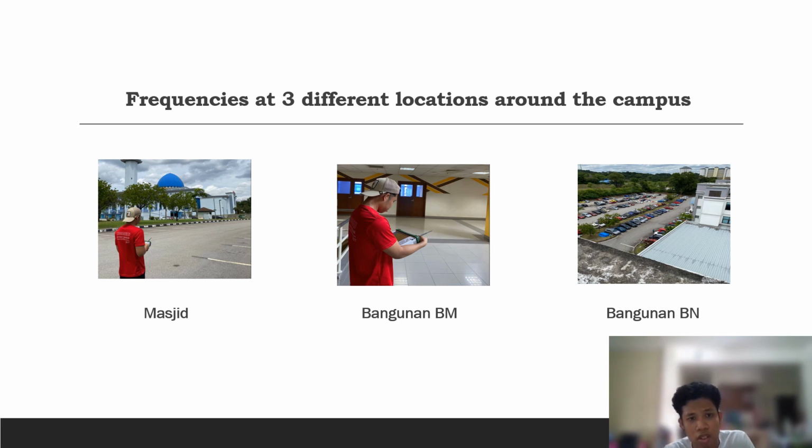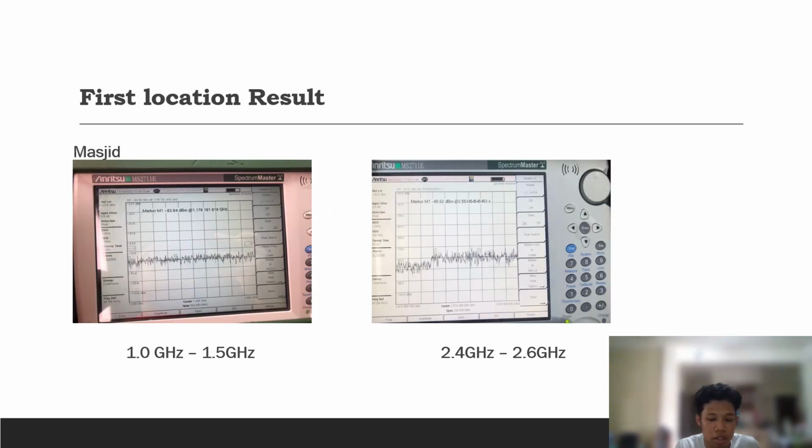We measured the frequency at 3 different locations around the campus. First at the masjid, second at Bangunan BN, and third at Bangunan BM. For the first location result, we don't see a slightly high frequency or high peak in this area, probably because there is not much frequency signal noise in this area around 1.0 to 1.5 GHz.